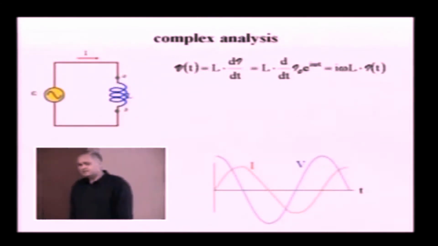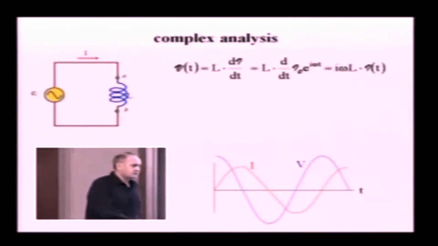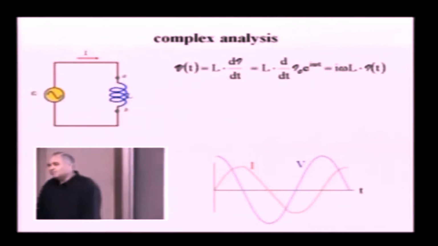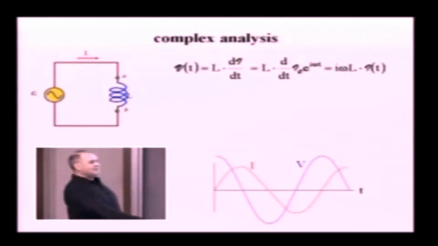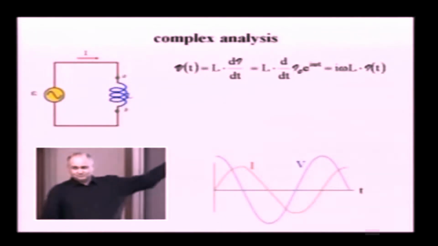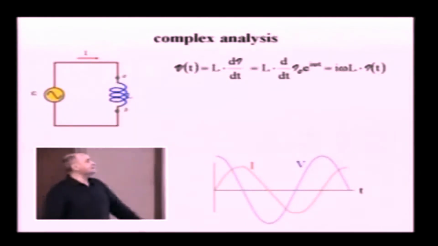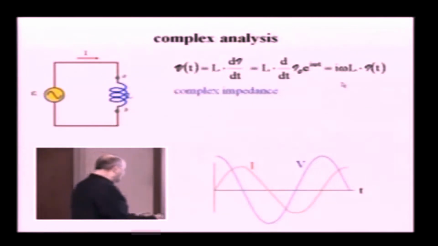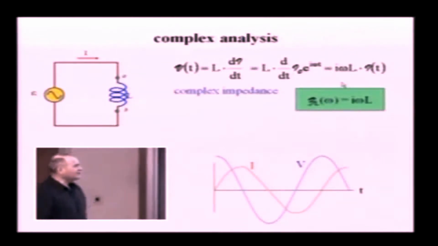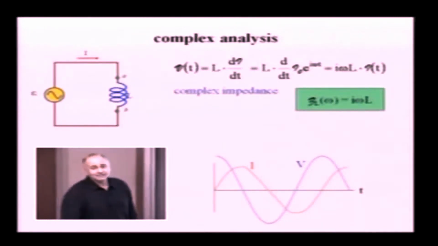What relates peak value of the voltage with peak value of the current? Impedance. What relates current with voltage? Nothing. Good. What relates complex voltage with complex current? Complex impedance, correct. Alright, so the proportionality over here, Adam is right, is indeed complex impedance. i omega L is the complex impedance of the inductor.